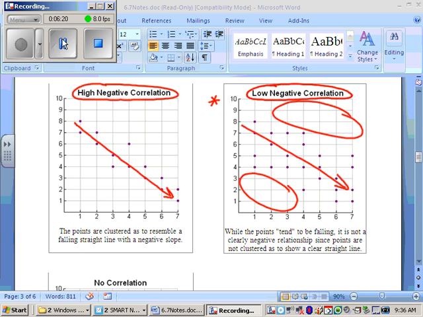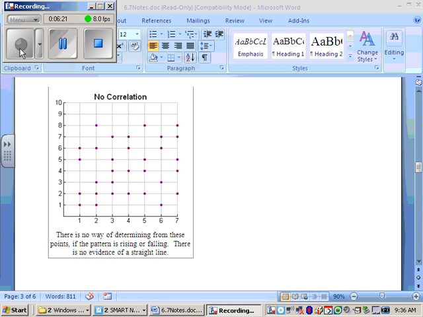Let's take a look at one more graph that shows no correlation. In this graph, notice the points are completely scattered. There is no space above or below going up or down, so you can't really draw a line of any sort. So in this particular example, whatever the data points would represent would show that there is no correlation between those data points.